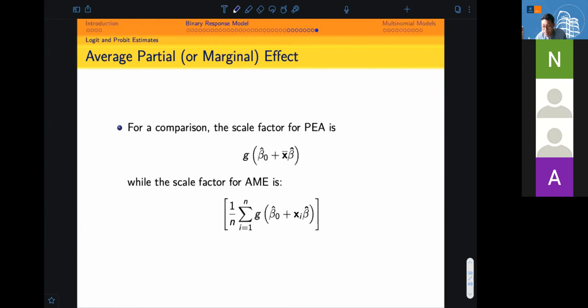Again, for a comparison, you have the partial effects of the average, in which case you take the average of the explanatory variables in the data. Another alternative is to use the scale factor of the average marginal effect of the individuals. These are the two estimations of the scale factor. If you're using mostly continuous variables, it doesn't really matter whether you use partial effects of the average or the average marginal effects. However, if you're using several discrete categorical variables, then it would make sense to use the average marginal effect instead of the partial effects of the average. All right, any questions so far related to this?